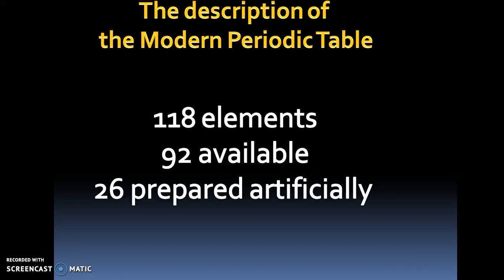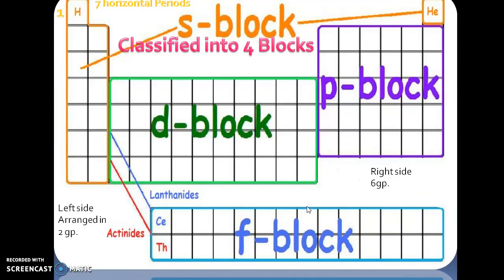Okay, let's have a general look at the periodic table and try to describe it. We have 118 elements in the periodic table. 92 are available naturally, but the rest are prepared artificially. The periodic table consists of four blocks of elements: S block elements, as you can see here, P block elements on the right side, D block elements in the middle, and finally, F block elements.